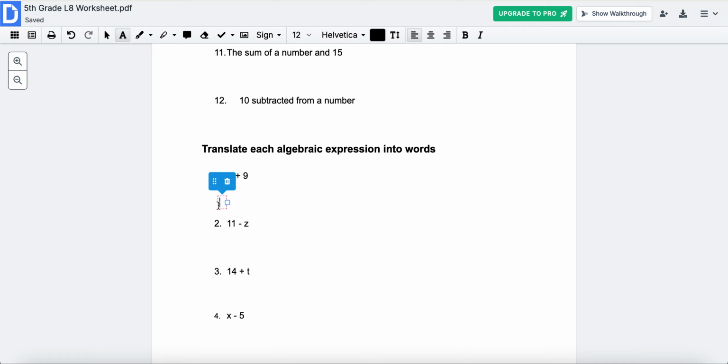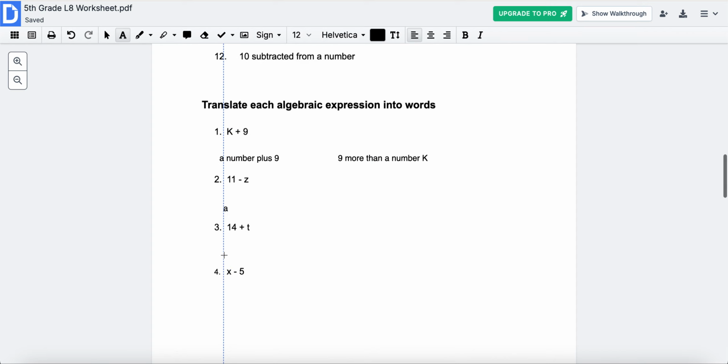I will write it as a number, which is k, plus 9. Or 9 more than a number k. They both work, but just choose the one you find easier and quicker to do. So like for number 2, how would you do it?